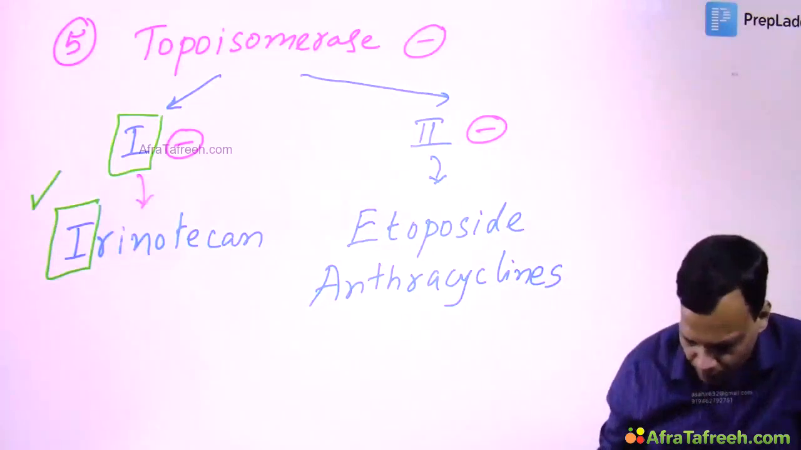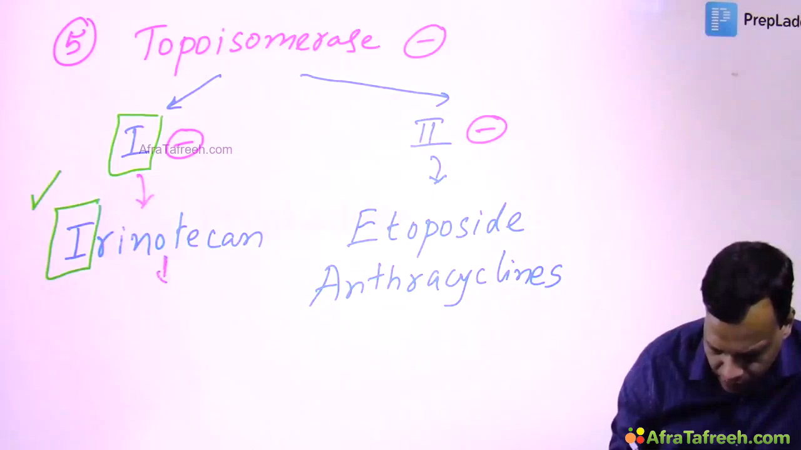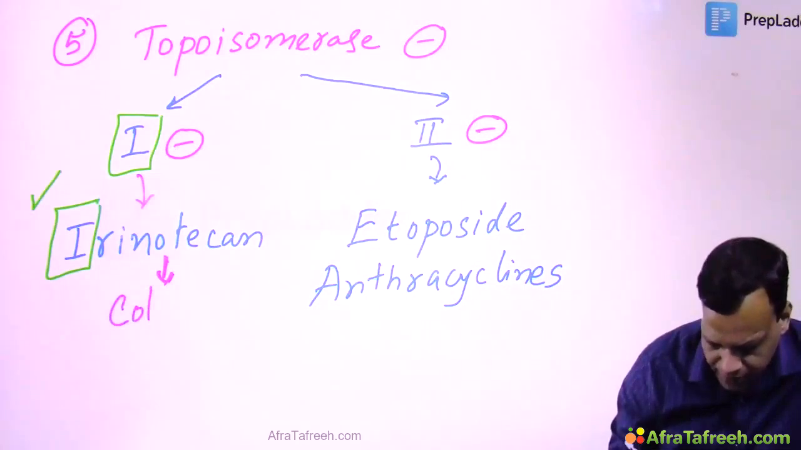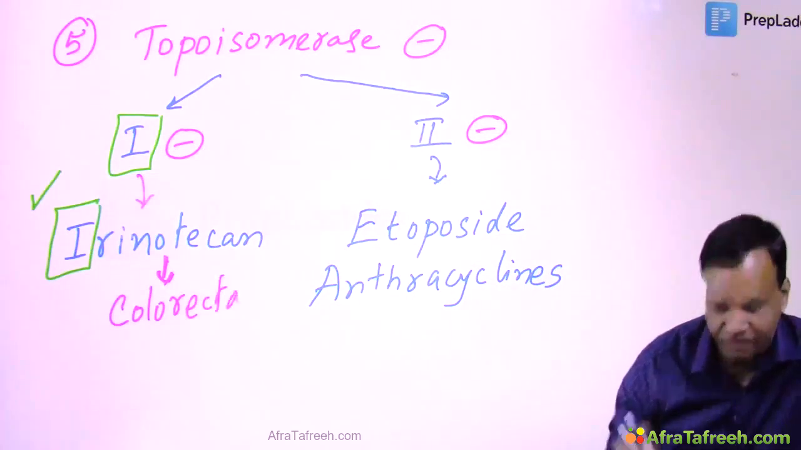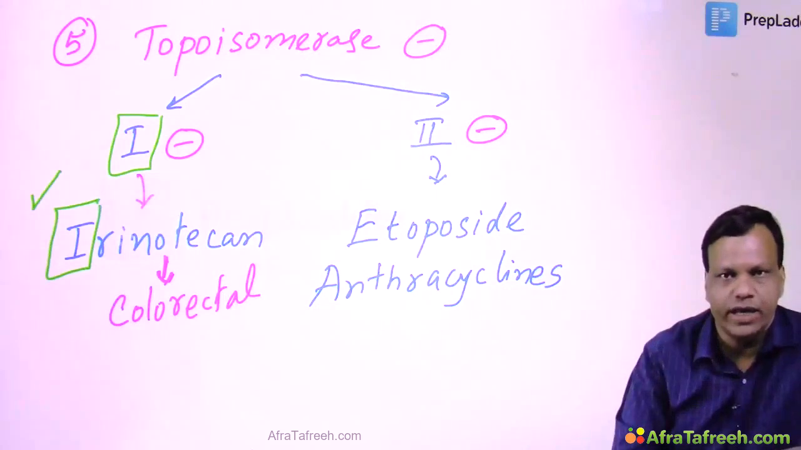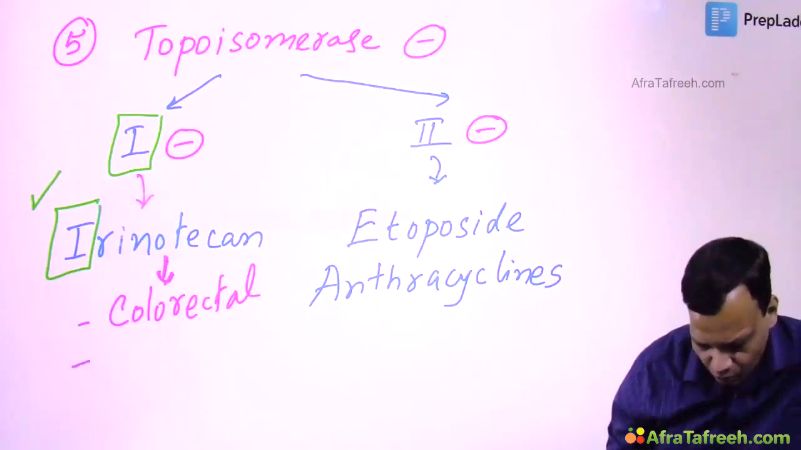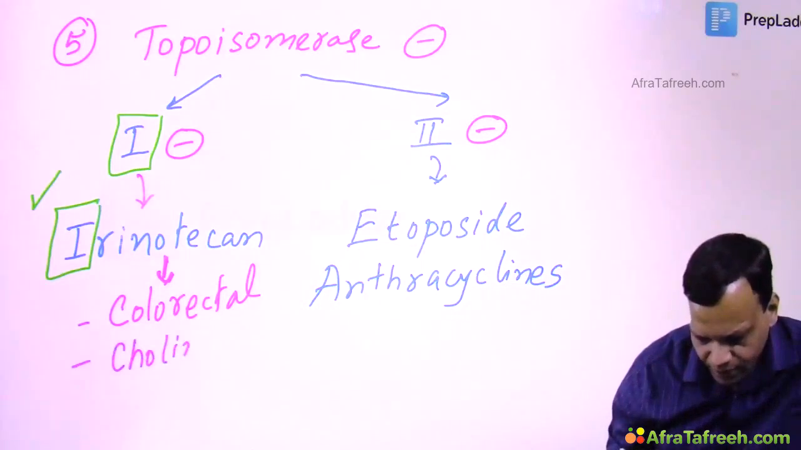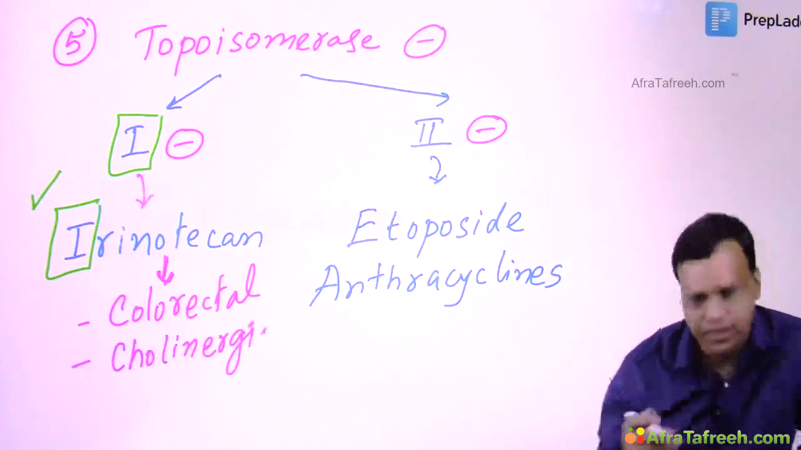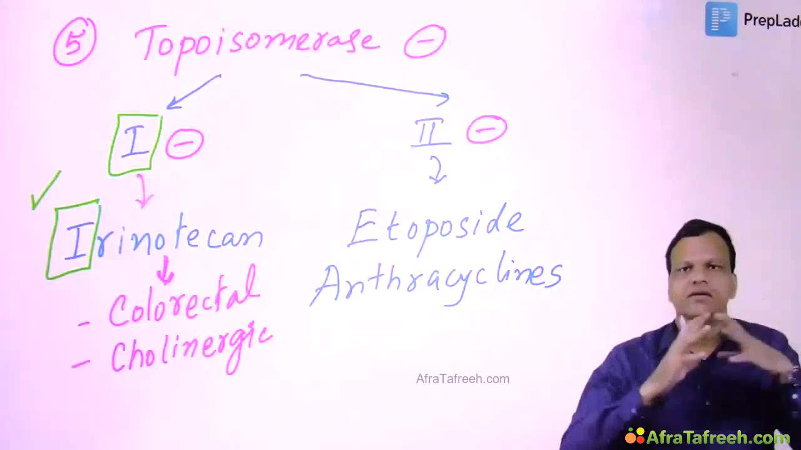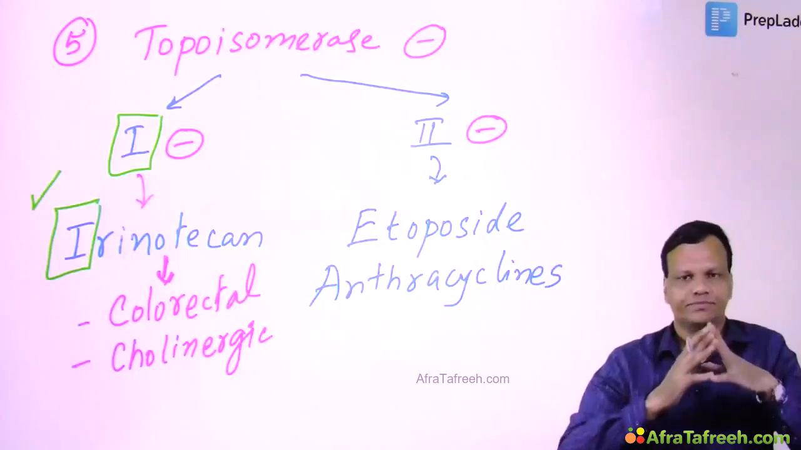Special point to remember about irinotecan: irinotecan is used in colorectal cancer. Remember we discussed FOLFIRI contains irinotecan, so colorectal cancer. And second, its side effects are cholinergic side effects. It has cholinergic side effects like diarrhea, sweating, all these side effects are present.